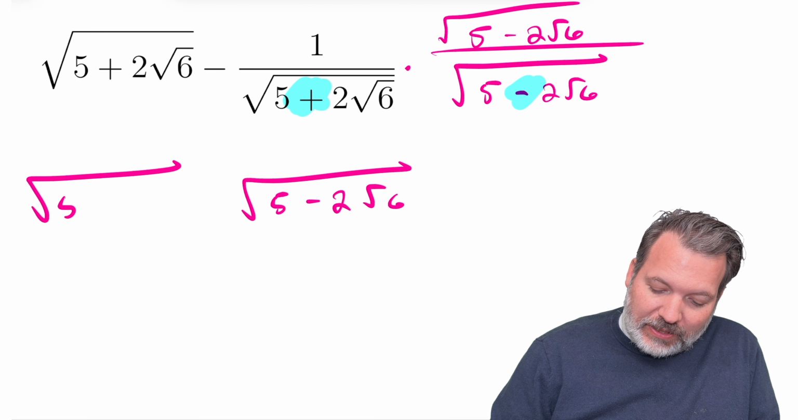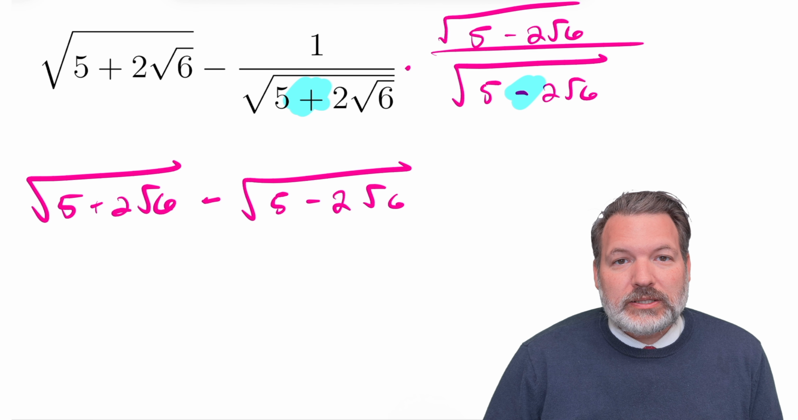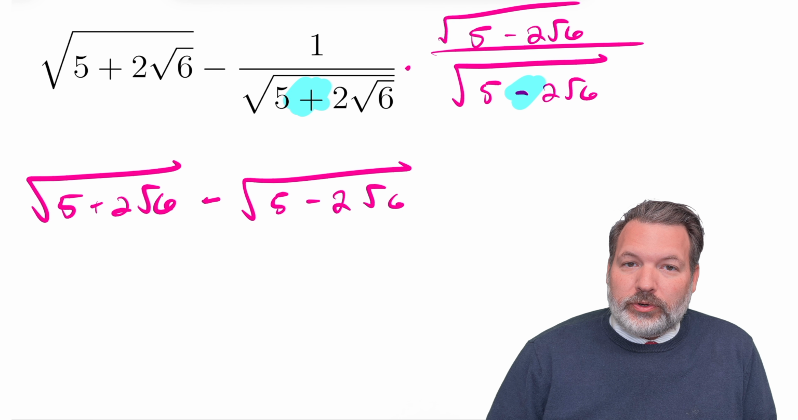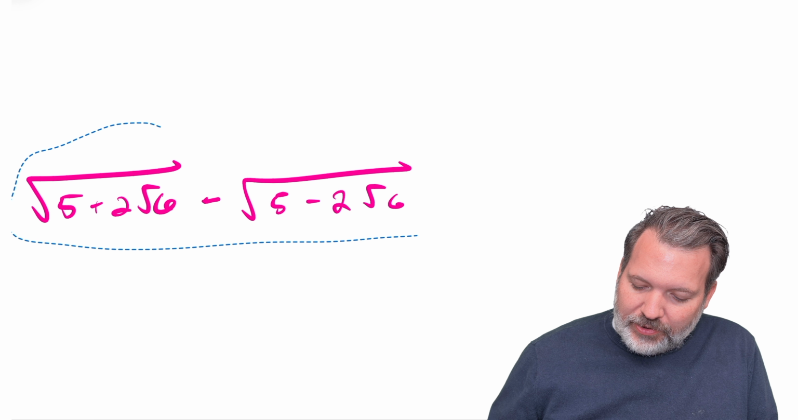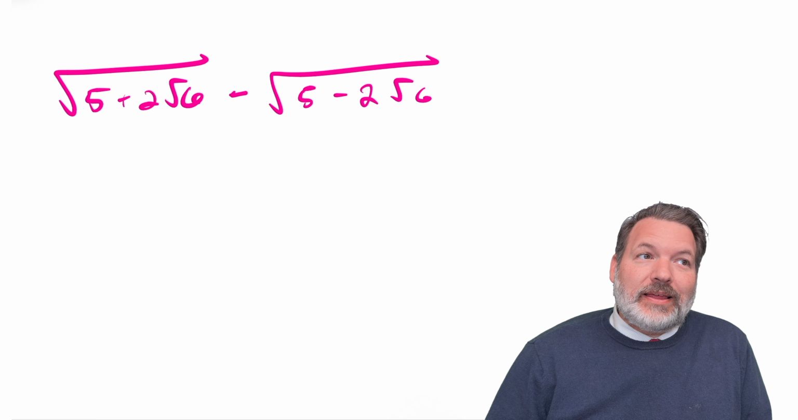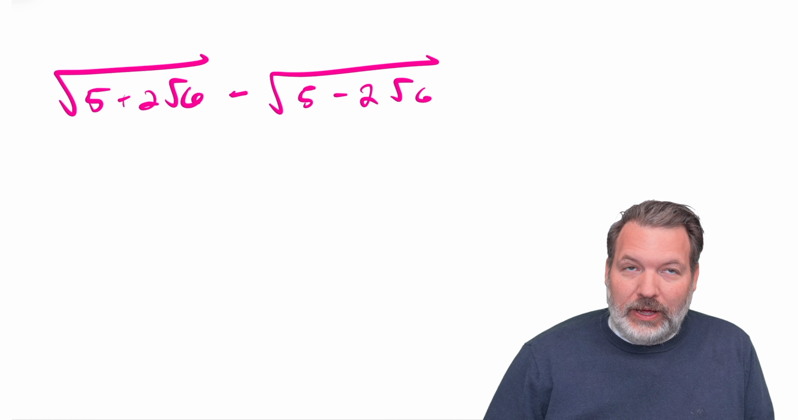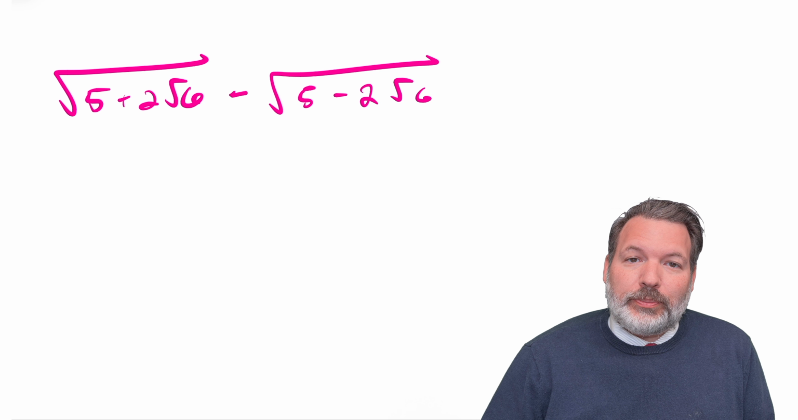So going back to that left-hand side, what I'm really interested in is the difference between the square root of 5 plus 2 root 6 and the square root of 5 minus 2 root 6. Now, there's not a super easy way to combine these together because the square root doesn't distribute across subtraction. So I can't say this is something like the square root of 5 plus 2 root 6 minus 5 minus 2 root 6. I can't just ignore the fact that there are two separate square roots here.